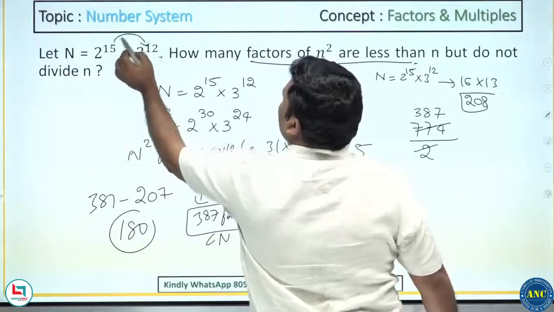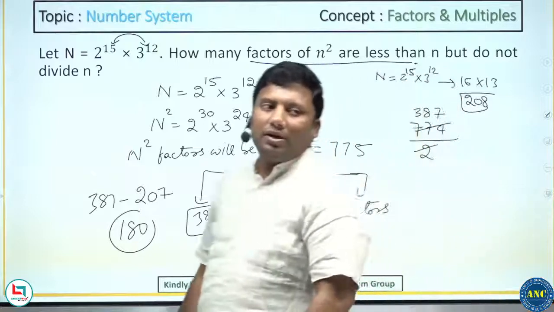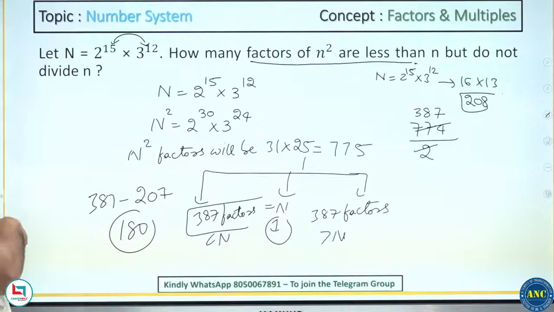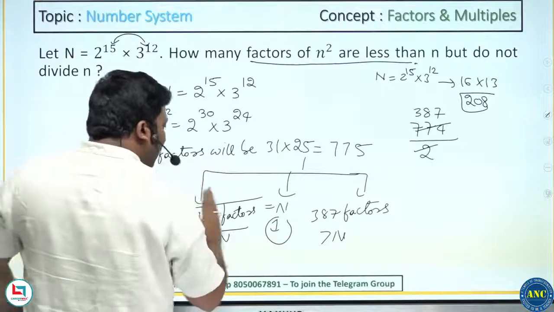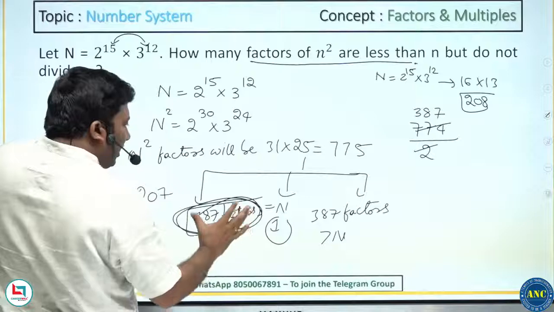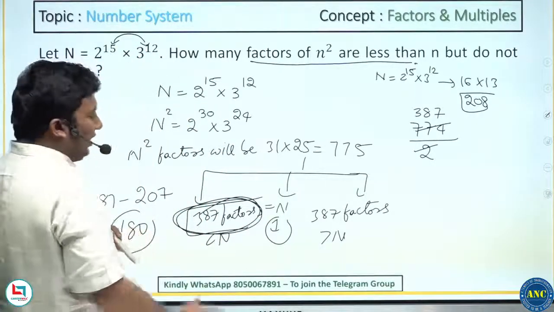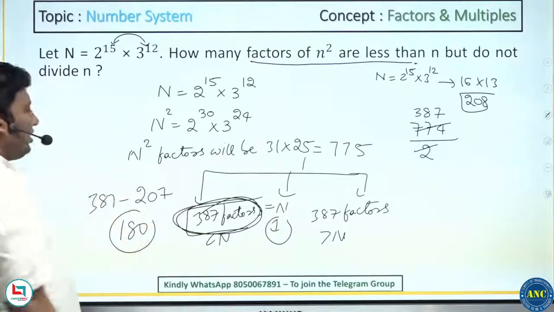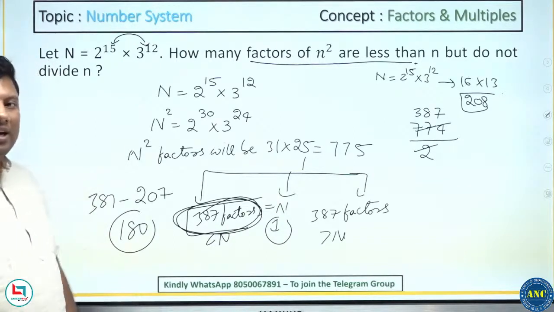180 is nothing but the product of two prime bases, A into B. I hope the idea is clear. Just multiply the powers of the prime bases. Factors of n square less than n: how many are there? 387. In that, from 1 to n, how many factors are there for n? 16 into 13. One number itself we have to subtract. So answer is 387 minus 207. Answer is 180. Idea clear?